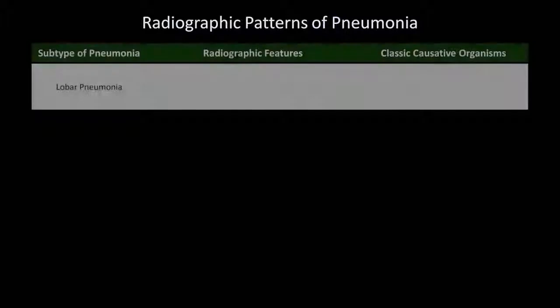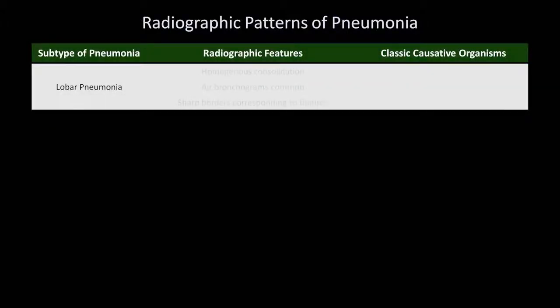For example, the best well-known and easiest to identify is lobar pneumonia. This is characterized by homogeneous consolidation, air bronchograms, and sharp borders which correspond to fissures. The classic causative organism of this subtype is Streptococcus pneumoniae, also known as pneumococcus.